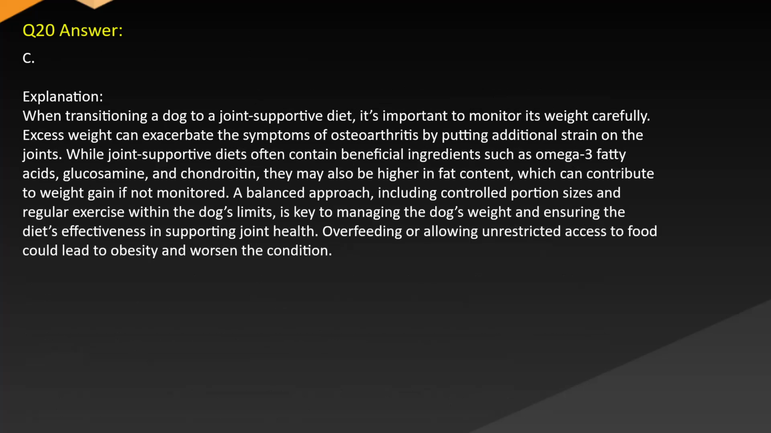Answer C. Explanation. When transitioning a dog to a joint supportive diet, it's important to monitor its weight carefully. Excess weight can exacerbate the symptoms of osteoarthritis by putting additional strain on the joints, while joint supportive diets often contain beneficial ingredients such as omega-3 fatty acids, glucosamine, and chondroitin. They may also be higher in fat content, which can contribute to weight gain if not monitored. A balanced approach, including controlled portion sizes and regular exercise within the dog's limits, is key to managing the dog's weight and ensuring the diet's effectiveness in supporting joint health. Overfeeding or allowing unrestricted access to food could lead to obesity and worsen the condition.